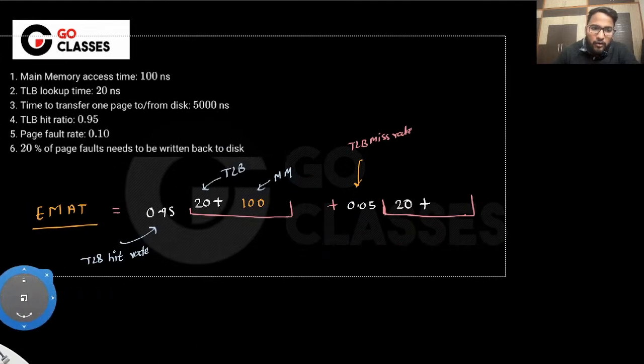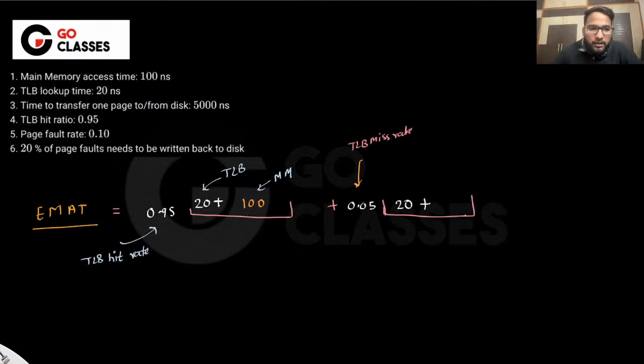Okay. Now, let me write this in two ways. Let me write it this way. So, plus this will be, this is basically, let me write it in the bracket. Okay. So, you are going to take this much time plus you are going to take some time if there is a page fault or there is no page fault.